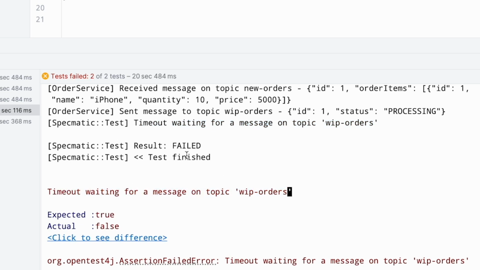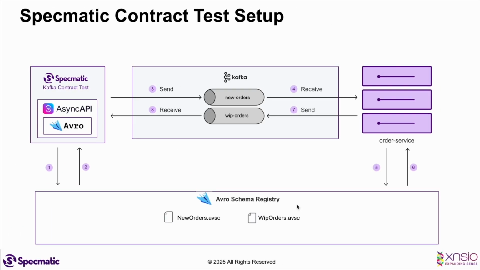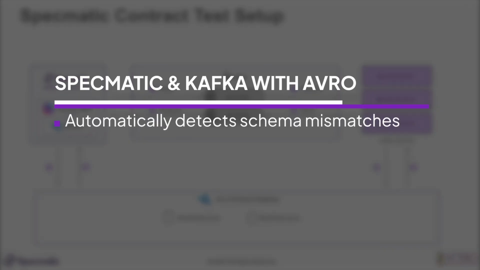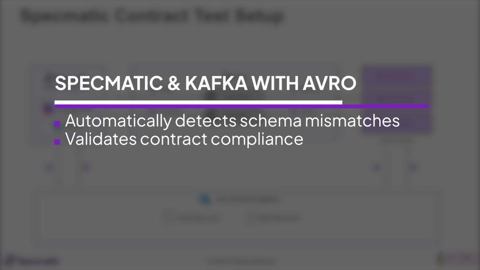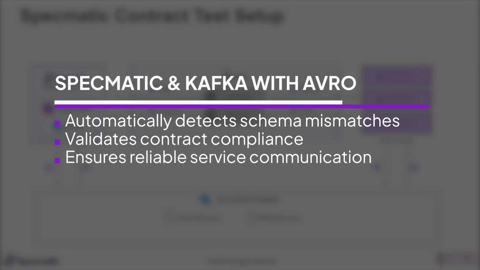This demonstrates how Specmatic Kafka can catch contract violations early in the development cycle, ensuring that your services adhere to the defined contract and communicate correctly. To summarize, Specmatic Kafka makes it easy to contract test asynchronous systems that use Avro Schema Registry. It automatically detects schema mismatches, validates complete contract compliance, and ensures robust, reliable service communication. Thanks for watching.